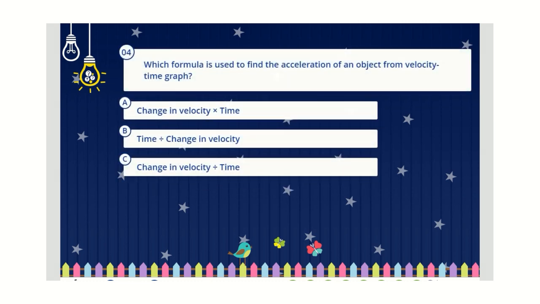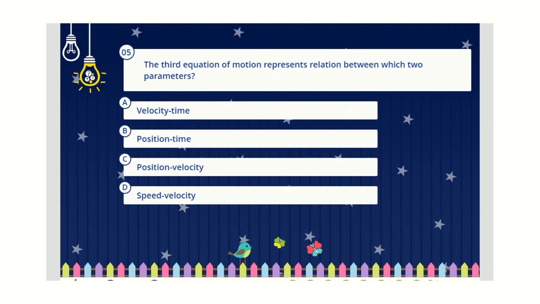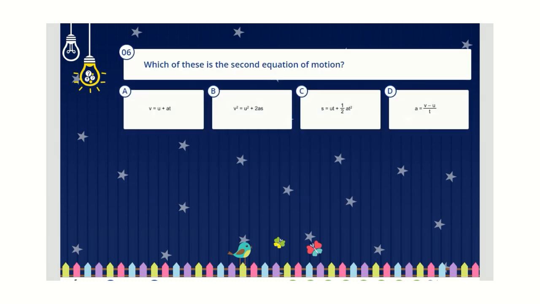Which formula is used to find the acceleration of an object from velocity time graph? Change in velocity into time, or time divided by change in velocity, or change in velocity upon time. The third equation of motion represents relation between which two parameters? Velocity time, position velocity, or speed velocity. Which of this is the second equation of motion? See the option there on the screen and write your answer.